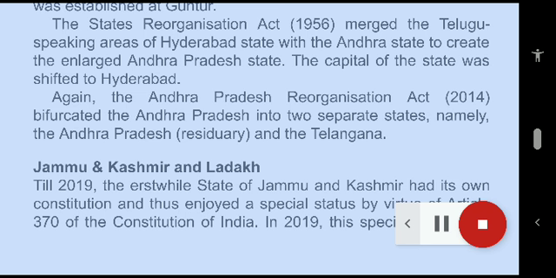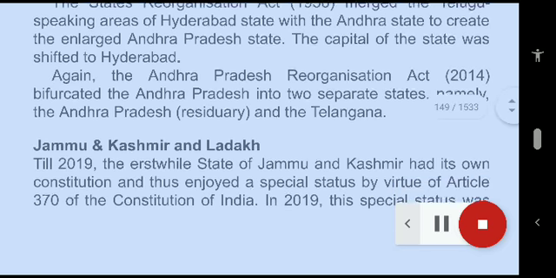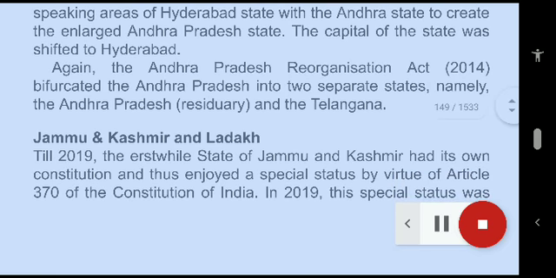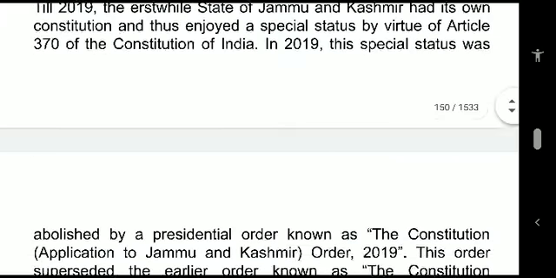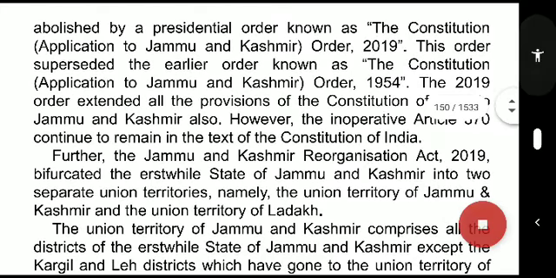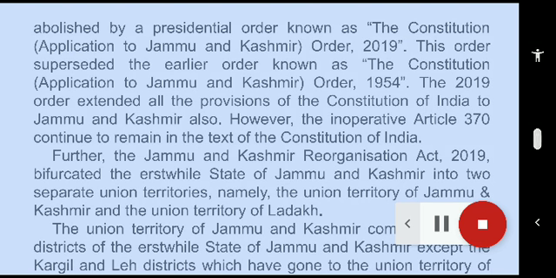Jammu and Kashmir and Ladakh. Till 2019, the erstwhile state of Jammu and Kashmir had its own constitution and thus enjoyed a special status by virtue of Article 370 of the Constitution of India. In 2019, this special status was abolished by a presidential order known as the Constitution Application to Jammu and Kashmir Order, 2019. This order superseded the earlier order known as the Constitution Application to Jammu and Kashmir Order, 1954.